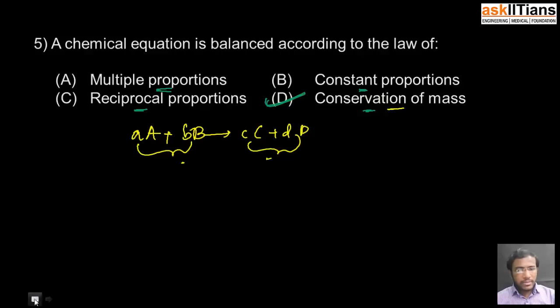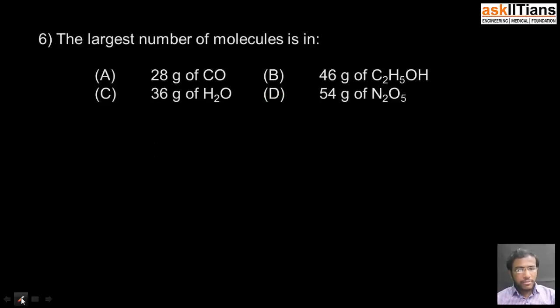Moving to the next one, the sixth question. The large number of molecules is in. This is also a very easy question. You can see the large number of molecules is in. So option A, 28 grams of CO. First calculate the number of moles. From the number of moles, you can calculate the number of molecules. Because we know that in one mole we have Avogadro number of molecules. So if the number of moles is more, more molecules are going to be present. So let's simply calculate the number of moles of each of these and we can decide the correct option.